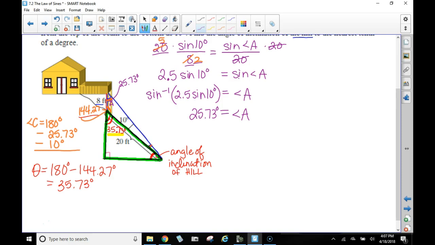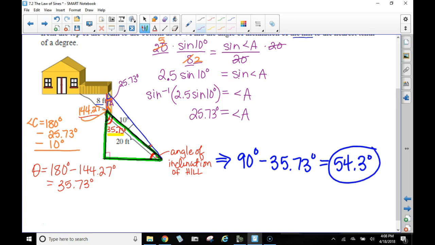So the angle of inclination of the hill is going to be 90 degrees minus 35.73. Rounded to the nearest tenth of a degree will be 54.3 degrees. That's the angle of inclination of the hill that we were trying to find. Okay, so we had to work through a lot of steps there, but hopefully all of that will make sense to you.